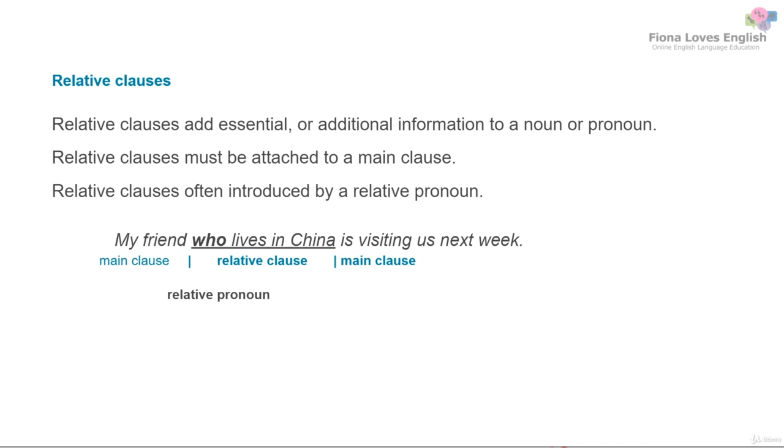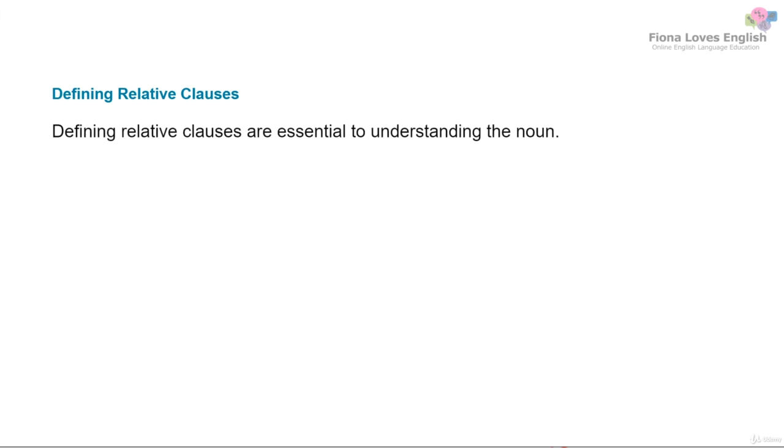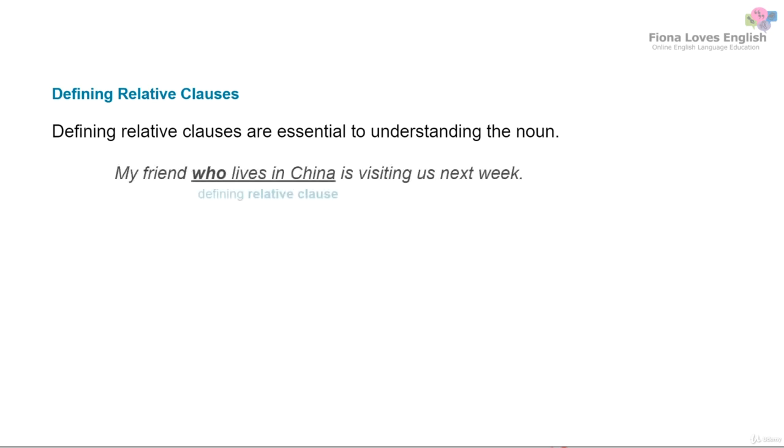Relative clauses are either defining or non-defining. Defining relative clauses are essential to understanding the noun. So we need this relative clause to properly understand the noun. The example from before is a defining relative clause. Who lives in China helps the person identify the noun. It helps them understand which friend. Defining relative clauses don't use any commas.